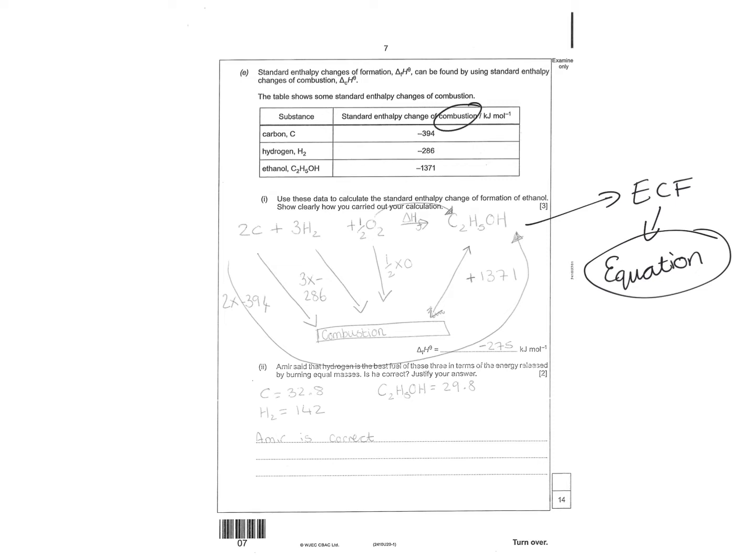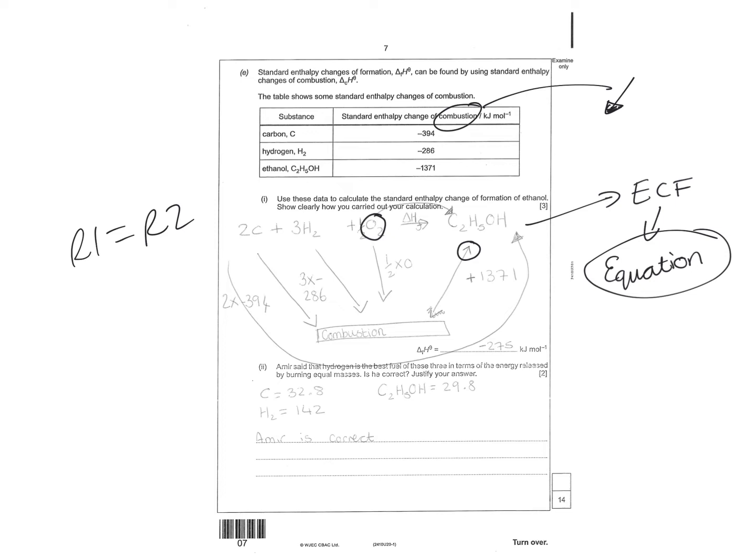Combustion, okay, remember the arrows go down, thinking about forming Hess's law. And then elements in their standard states, such as oxygen, is just 0, okay? Amir said that hydrogen, and remember to change any arrows, so you can see I've changed the arrow there, change any arrows to make sure it's all route 1 equals route 2. Amir said hydrogen is the best fuel of these three in terms of energy release. Calculate the equal masses, okay?